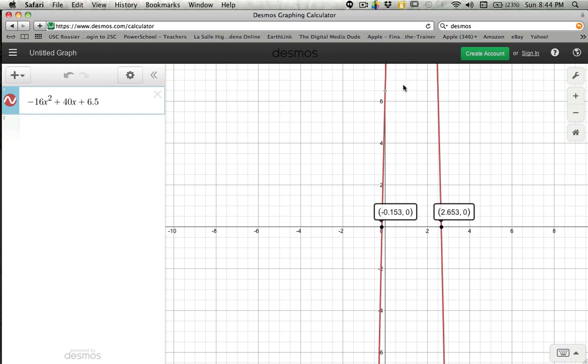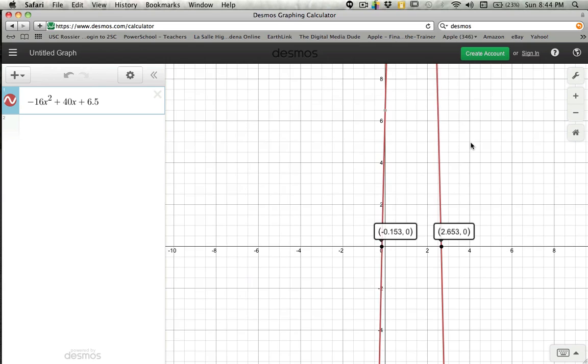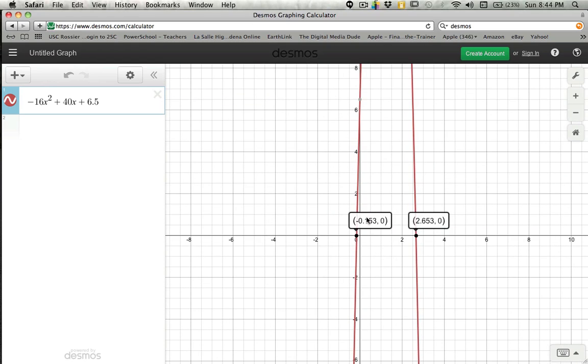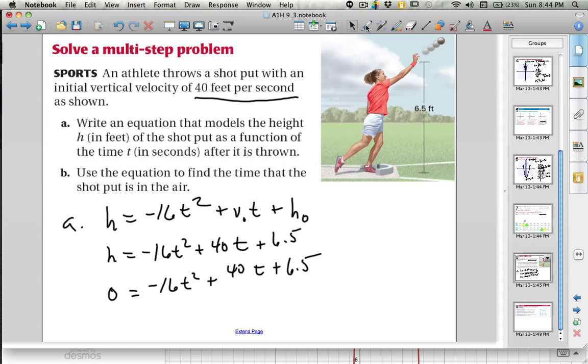Well, remember, when we think about how our shot put is traveling, it's starting here. So when you think about the x-axis being time, if it's starting here at time 0, this negative value happened in the past. That's obviously not the one we want. What we want is 2.653 seconds. That's what we want. So what we're going to get is that our time is equal to 2.653.